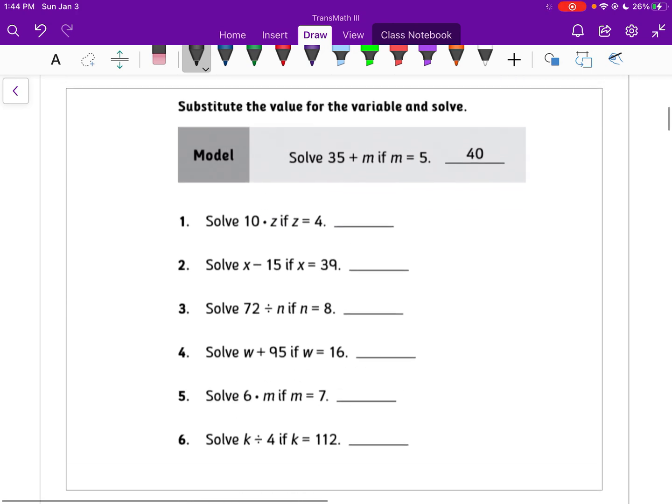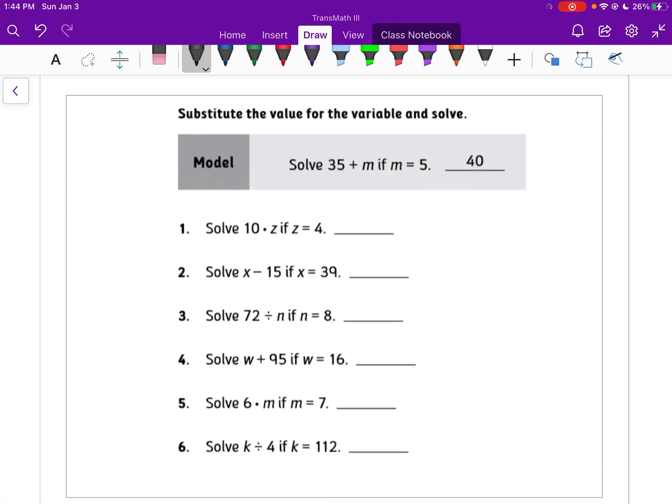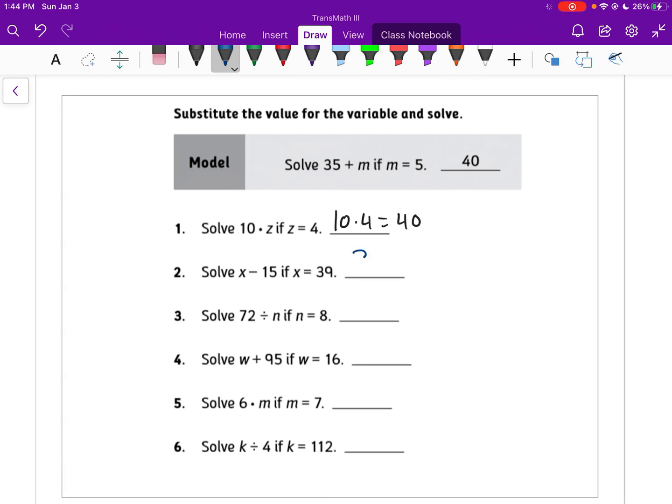All right, so for skills maintenance today, we are substituting a value into a variable and then solving. Number 1 says solve 10 times z if z is equal to 4. So we're doing 10 times 4, which gives us 40. For number 2, you have x minus 15, where 39 is equal to x, so 39 minus 15 will give us 24. Number 3, 72 divided by n, where n is 8. So 72 divided by 8, which is 9.